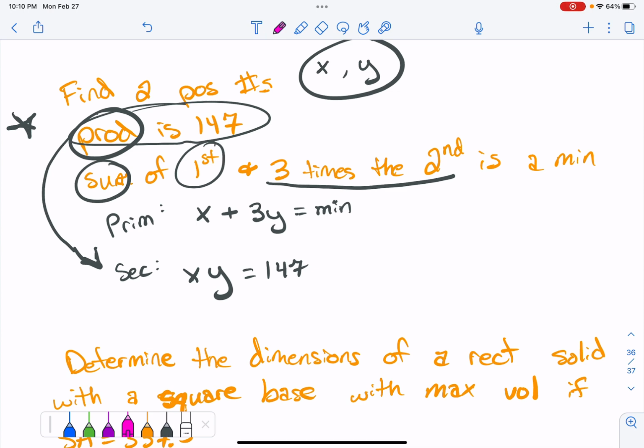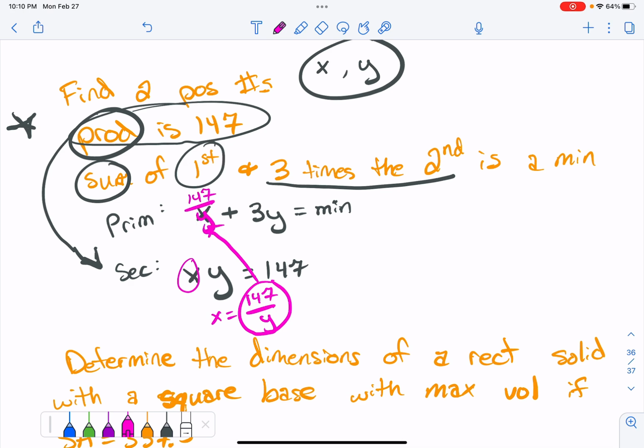So what we're going to do is, let's solve for x. It doesn't matter which one you solve for. I don't care. Let's solve for x. And that's 147 over y. Let's do that. And we're going to take this guy and plug him in right there. So I have 147 over y is going to take his place.